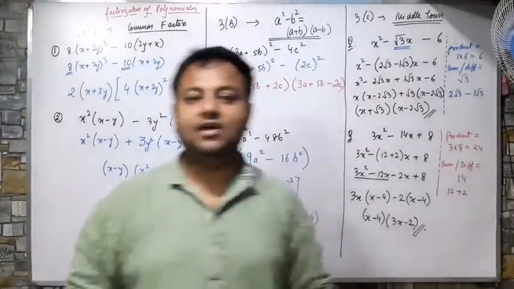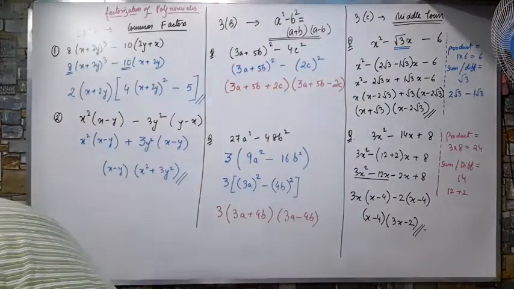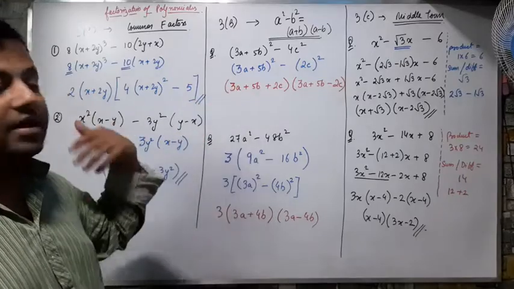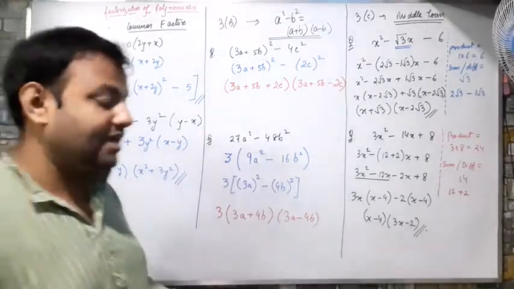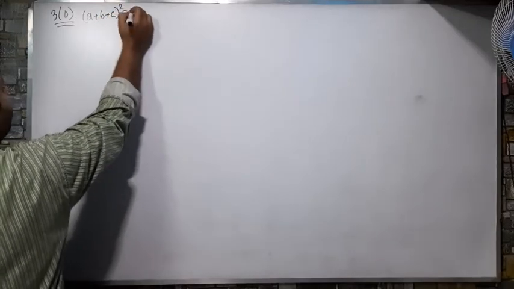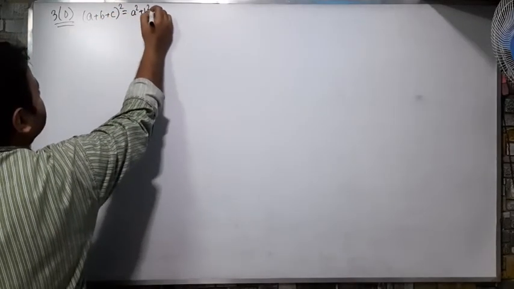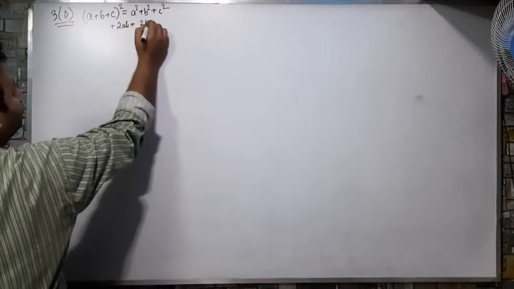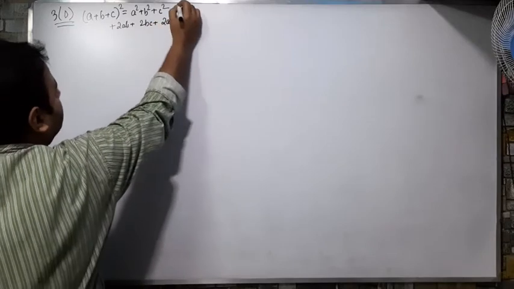Now the next topic. Till here, whatever we have done is just the revision of the chapter from class 8. Now what we are going to do is specially for class 9, a new thing. New chapter, it is from exercise 3D. What is 3D about? 3D is about the formula (a plus b plus c) whole square equals a square plus b square plus c square plus 2ab plus 2bc plus 2ac.